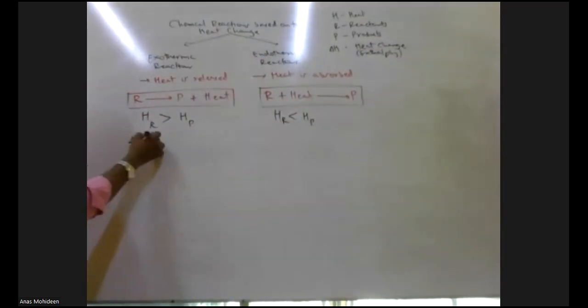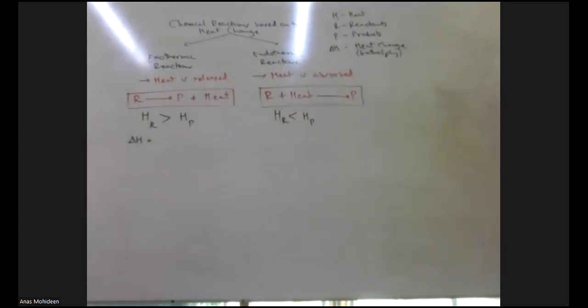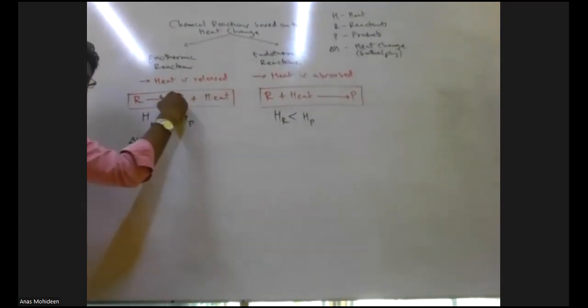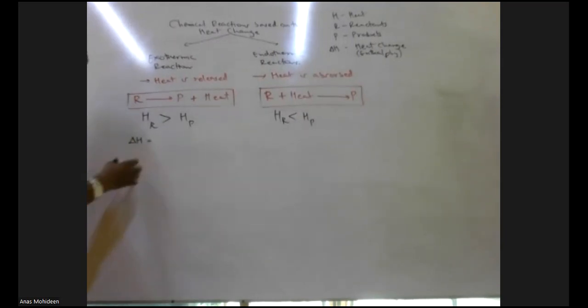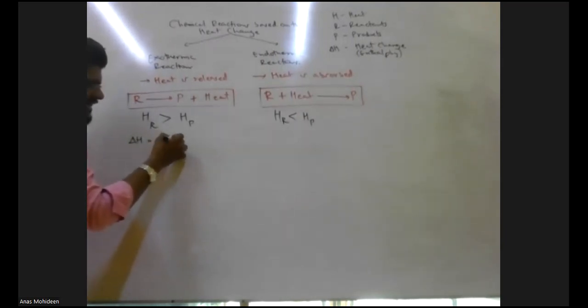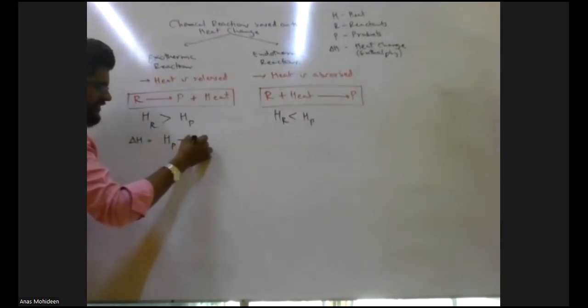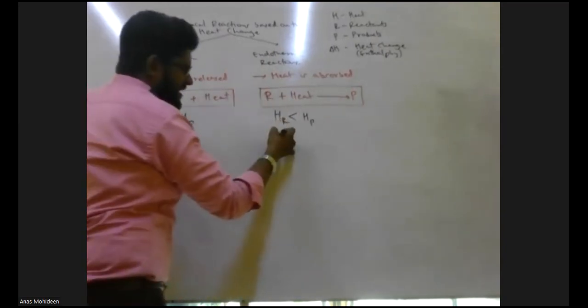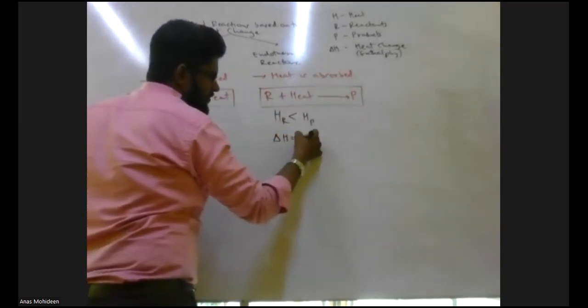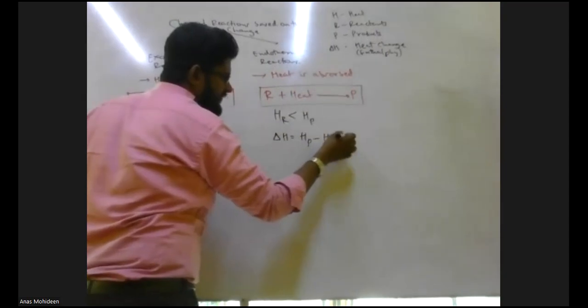Now, how am I supposed to find the heat change? Always we find it from second minus first. Who is the second one? Product is the second one. Reactant is the start. So I take it as heat of product minus heat of reactant. Not only here, even here the same thing. Delta H is equal to heat of the product minus heat of the reactants.